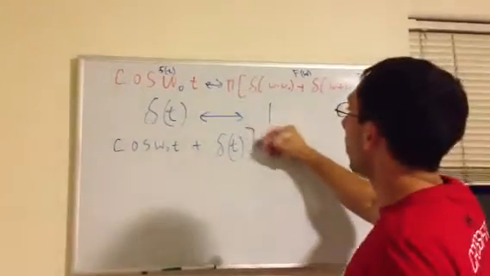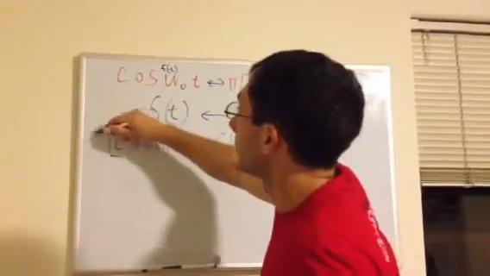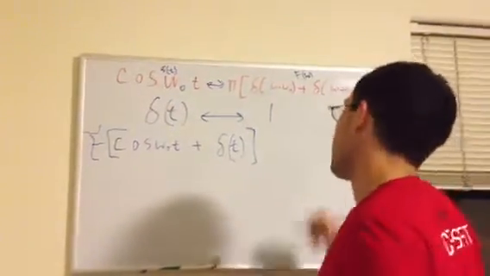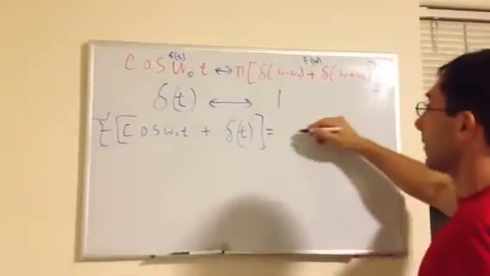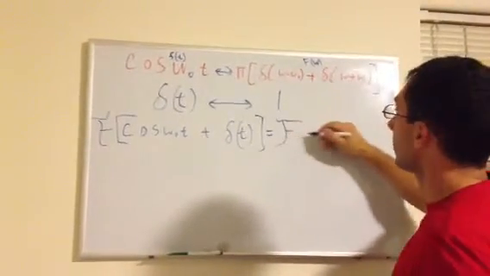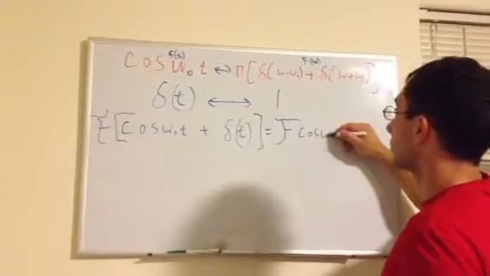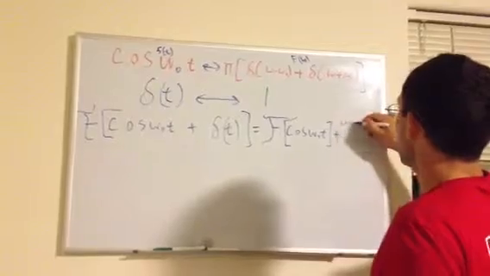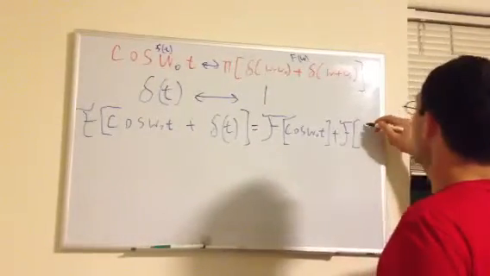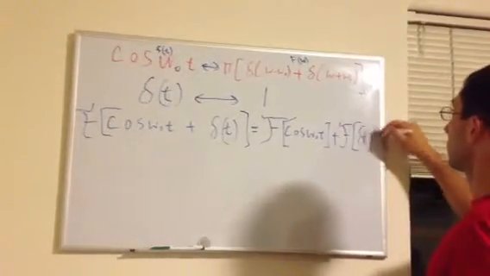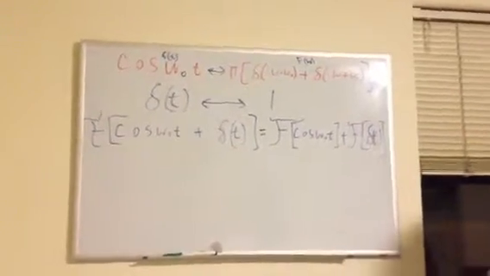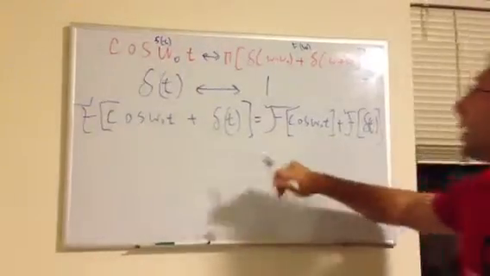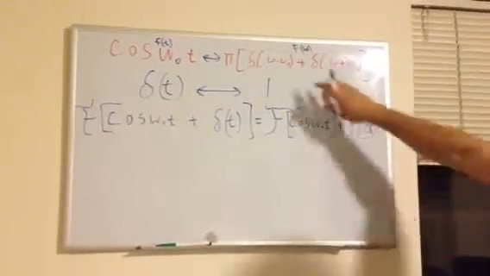Well, if you recall, the Fourier transform is linear. So what does that mean? It means that we can distribute it like so. It's a linear operator, so as a result we can do that. A lot simpler now, right? Because we just broke it up into these two components, which we already know.